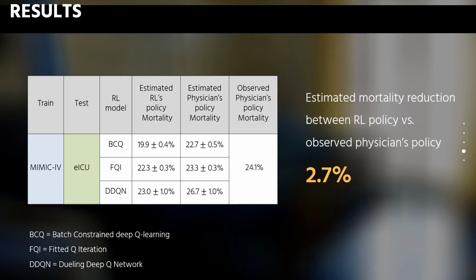To examine the robustness of our findings, we trained our RL agent using MIMIC-4 and tested it on the eICU cohort. In addition, we compared multiple RL models, including BCQ, FQI, and dueling DQN. We found that the estimated mortality rate was consistently lower when the RL policy was used compared to both physician's policy and the actual mortality in the validation dataset. On average, we could potentially reduce mortality rate by 2.7% if we followed the RL policy. Considering that there are millions of ventilated patients per year, this could mean thousands of lives saved every year.